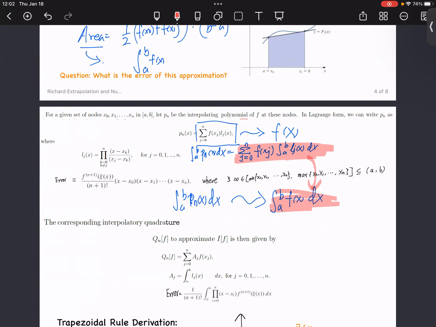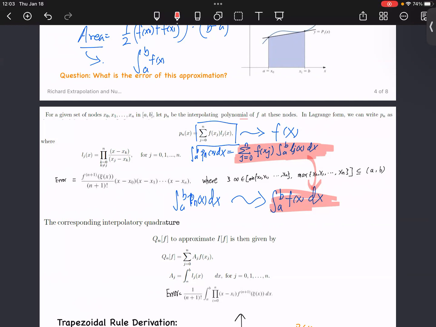I have already written down the formula in another way. This is the quadrature with order n, and I just use a_j to replace the notation for this one. The a_j is the coefficient, because after the integration you will get just one constant here. So this is the coefficient, and then f(x_j) comes from the formula as well. Now this is the approximation for the integral.